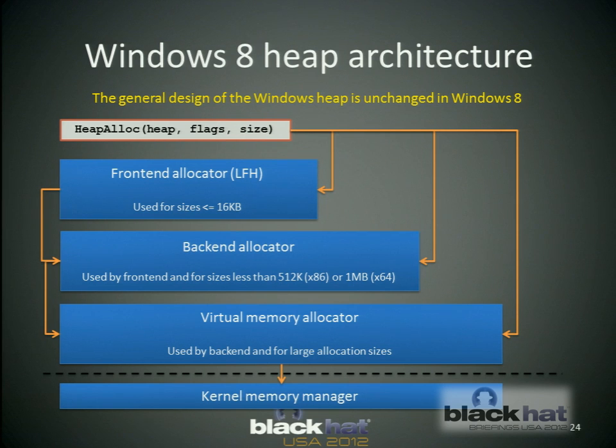Most allocations will come from what we call the front-end allocator or low fragmentation heap. This is used for allocation sizes below or equal to 16K. If you request an allocation that's larger than that, but less than 512K, or 1 meg on 64-bit, that will come from what we call the backend allocator. The backend allocator is also used by the front-end allocator to request memory. And if you request really large allocations, those will come from what we call the virtual memory allocator, which essentially calls directly into the kernel to request memory to allocate. So this is a very high-level picture of the architecture for the heap, and it's relatively unchanged in Windows 8.